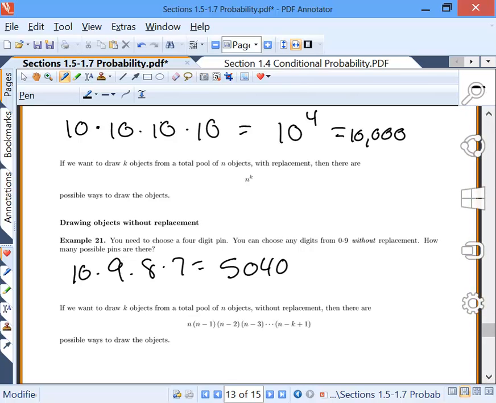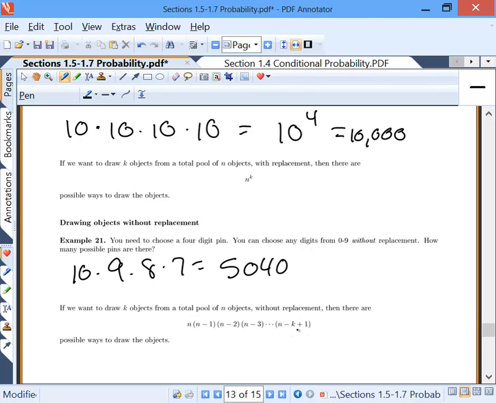So it turns out, just like we could generalize our formula up here, where we did 10 to the power of 4, we can also generalize this formula, our 10 times 9 times 8 times 7. The way that we do that is we start with the number of objects, times 1 less, times 1 less than that, and keep going until we have the number of objects that we need. And it'll end up being that the last one is n minus k plus 1.